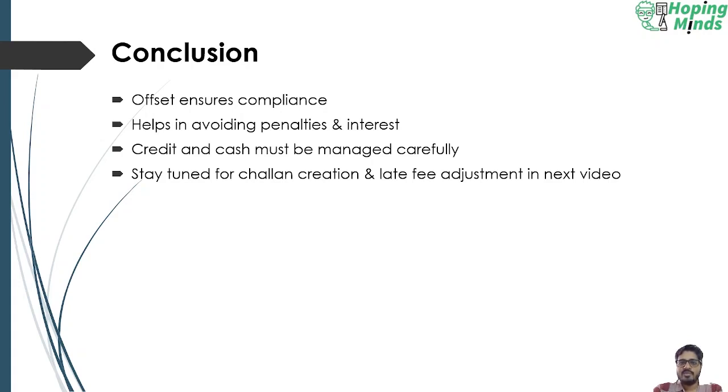Credit and cash must be managed carefully. The cash balance and credit balance must be managed properly, and it should be utilized effectively in the GSTR 3B return so that optimum utilization of both the balances is done. Then in our upcoming videos, we are going to see the creation of challan and the adjustment of late fee in our GSTR 3B return.